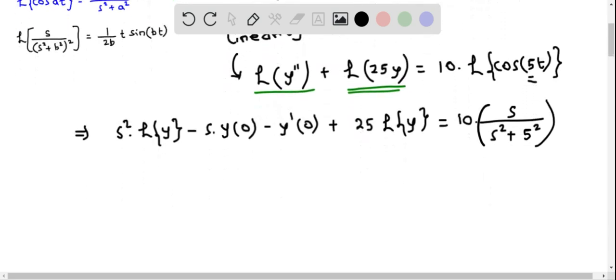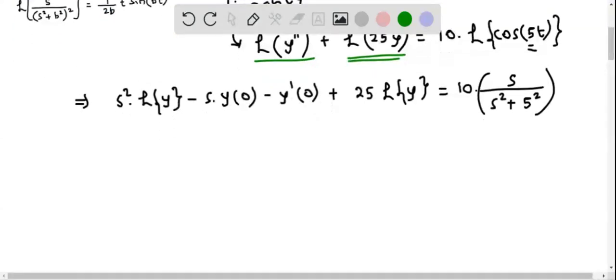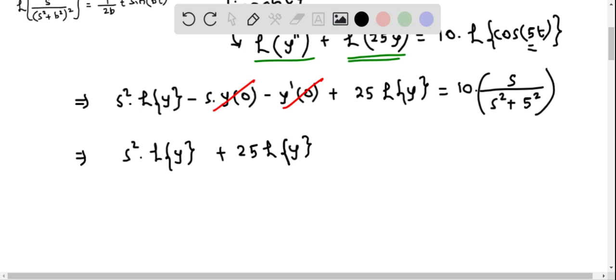Now let's simplify this. We will also apply the initial conditions, that is y of 0 is 0 and y prime of 0 is also 0. And this means when we apply the initial conditions, this is s squared times Laplace transform of y, and since y of 0 is 0, we can simply cancel this, and since y prime of 0 is 0, this term is also 0. So we are left with plus 25 times Laplace transform of y, and this equals 10 times s over s squared plus 5 squared.